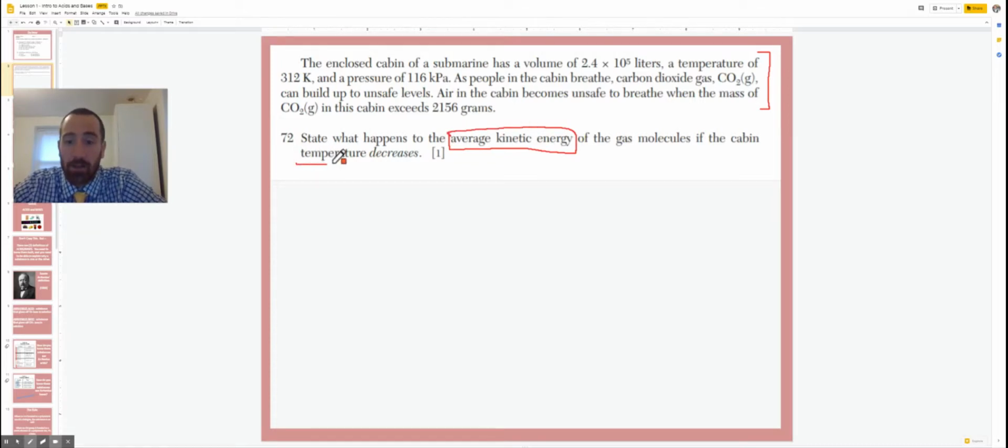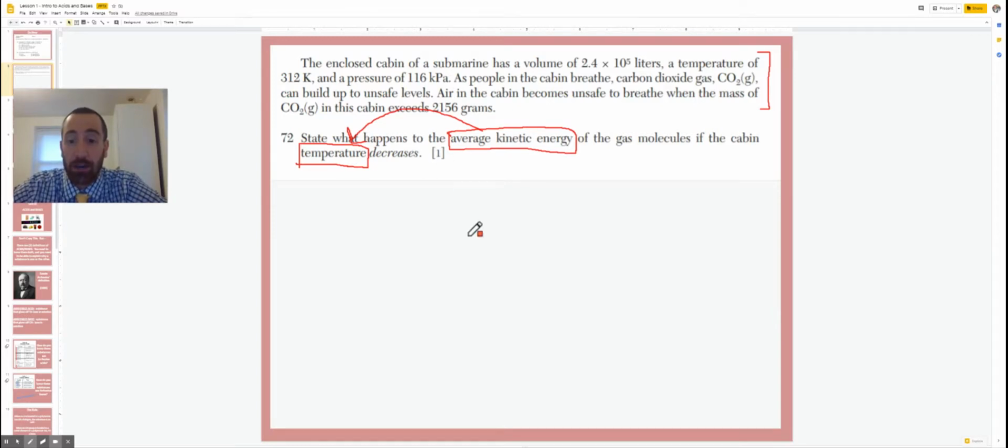Well, you should know that the definition of temperature is average kinetic energy. So you could substitute this phrase here for that word. Now read this question and look how simple it sounds. State what happens to the average kinetic energy of the gas molecules if the cabin's average kinetic energy decreases. That's it. So your answer is that the average kinetic energy would decrease. Answering this question right simply depends on your ability to know that average kinetic energy is the definition of temperature.